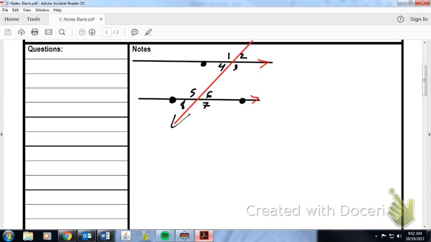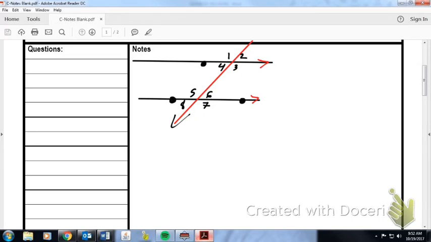What I want you to do is take a quick second, go back to that first part, and you might want to rewrite that little section of lines and angles, the two parallel lines with the transversal.